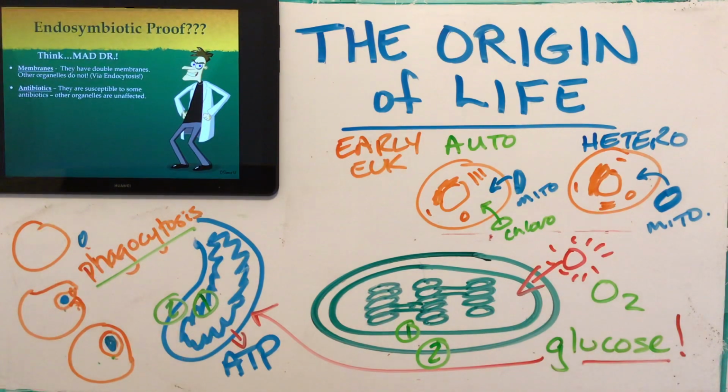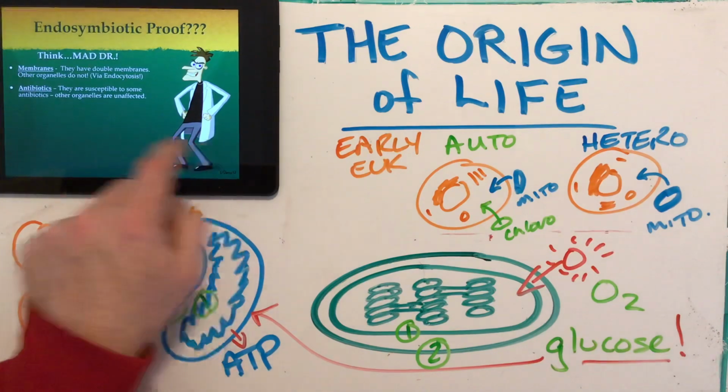Antibiotics. Antibiotics are things that kill bacteria, right? Like penicillin, vancomycin, ampicillin, cephalosporin. These all attack bacteria. Well, most of the stuff in our cells just kind of looks at it and goes, oh, awesome, go kill the bacteria. These things are susceptible and can be hurt by antibiotics. So that indicates that they could be bacterial in nature.